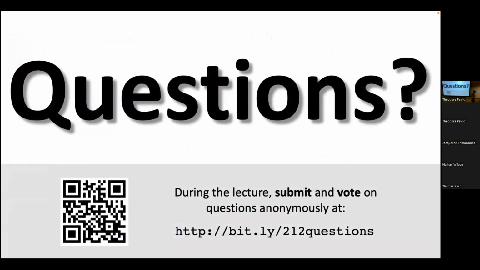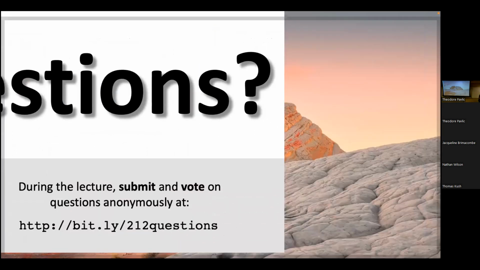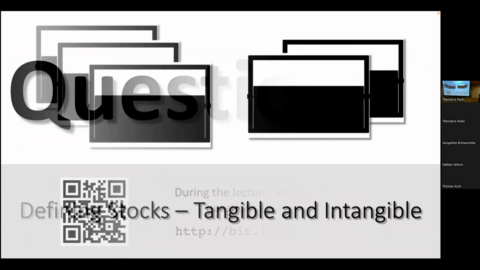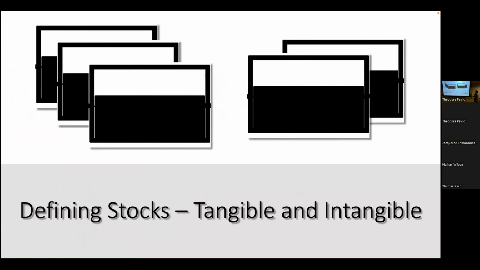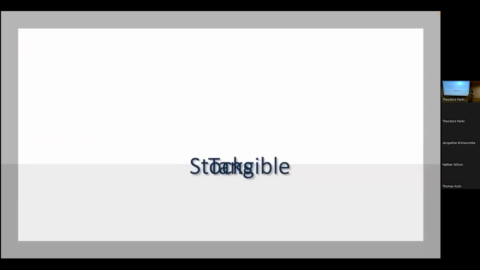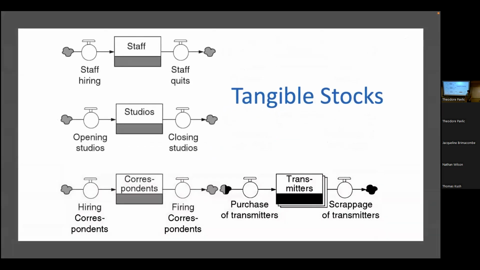Okay, great. So in the chapter, the challenge we have here is building these models. The very first thing we do is define our state variables, our stocks, our asset stocks. I like a little bit this conversation that Morecroft has about tangible and intangible, although it does cause a little bit of confusion, as I saw in the perusal.